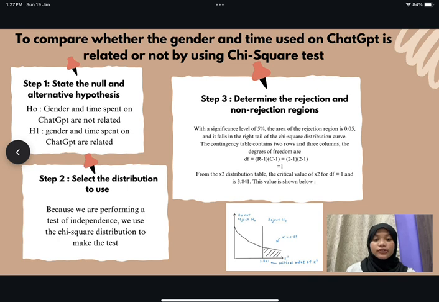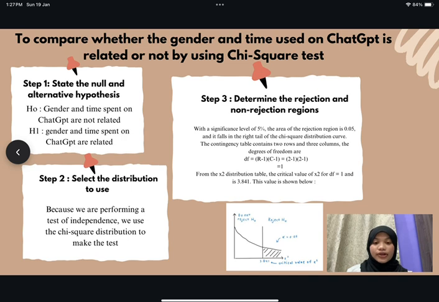For H alternative, gender and time spent on ChatGPT are related. Okay, for the second step, we need to select the distribution to use. Because we are performing a test of independence, we need to use a chi-square test. Okay, for step 3, we need to determine the rejection and non-rejection regions.